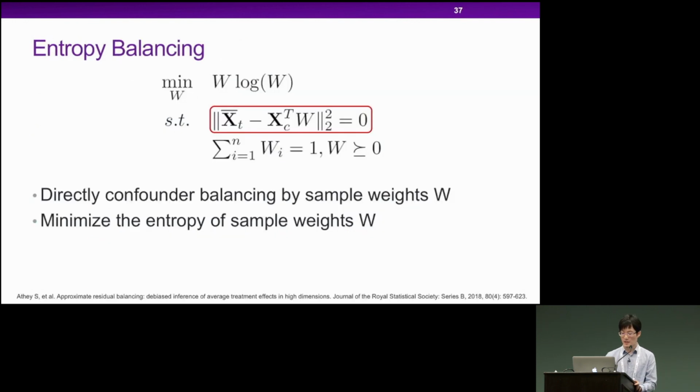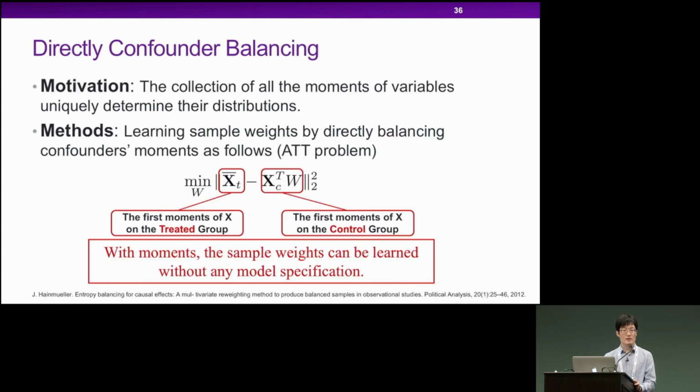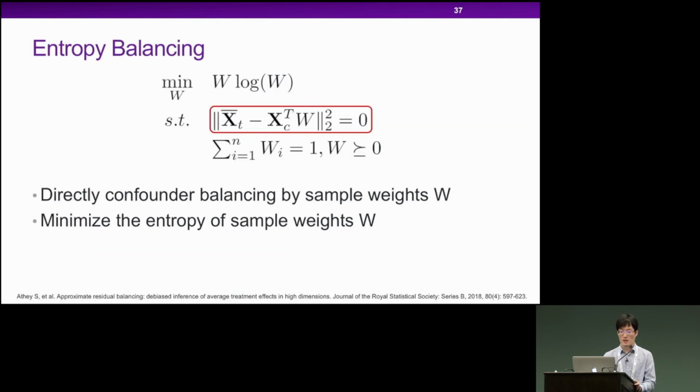The problem is that if we just try to optimize this objective function, there will be an overfitting problem that can cause a very high variance on the sample weights W. So entropy balancing was proposed, with the objective of minimizing the entropy of W subject to the balancing loss. In this way, we can guarantee that the weights of the samples do not have very large variance, right?